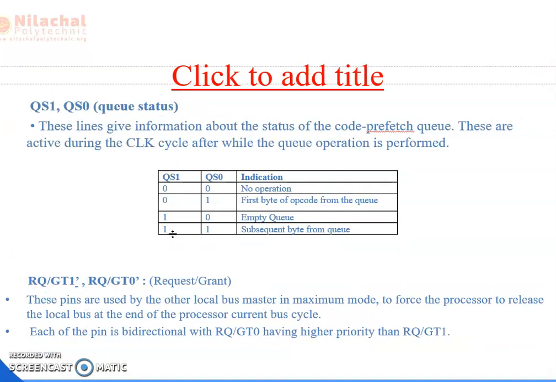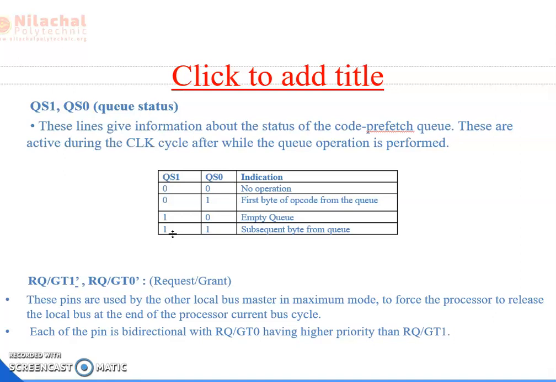So next is QS1 and QS0, that is Q status. These lines give information about the status of the code prefix Q. These are active during the clock cycle after which the Q operation is performed.